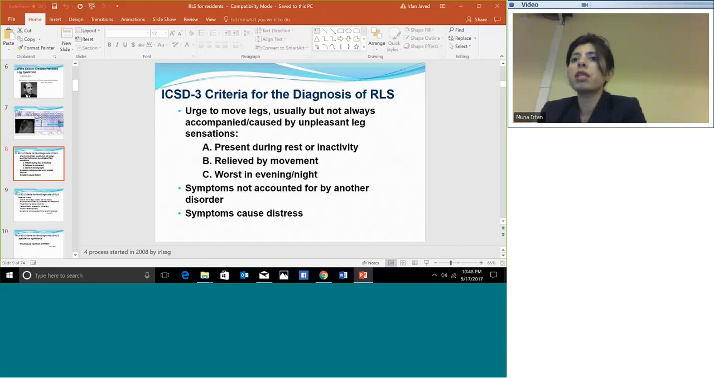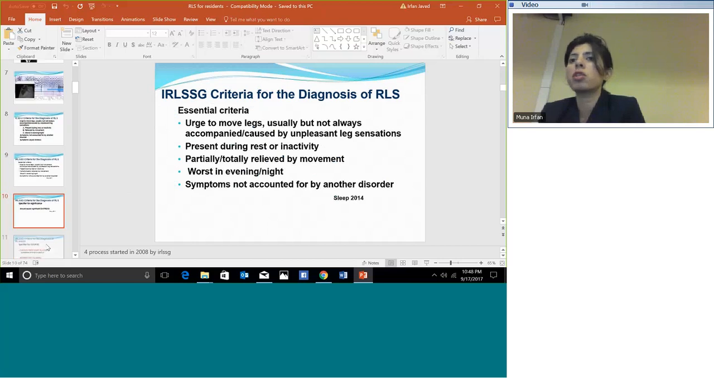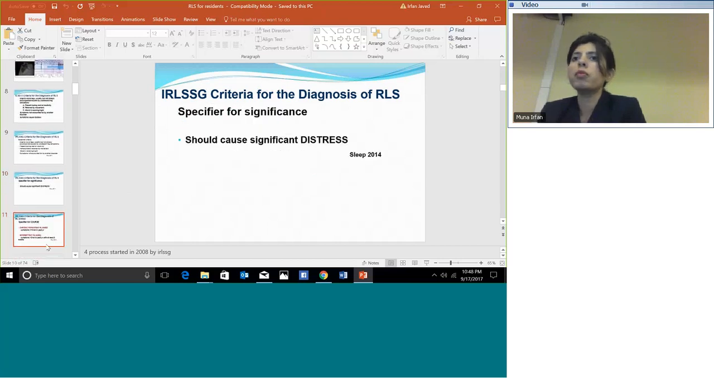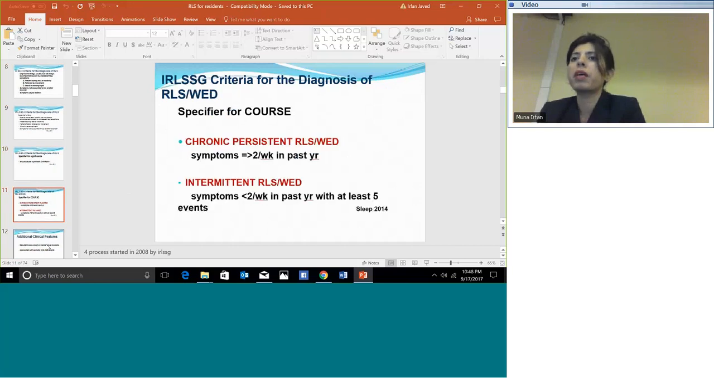We talked about the main three criteria with a little bit of elaboration of the first point, and the IRLSSG defines it based on 5 criteria, which essentially involves the same features which we just talked about. I'm going to skip to the specifier for significance and the specifier for course. Basically, it just defines whether it's intermittent RLS or chronic persistent. So intermittent RLS will be if symptoms are present twice or less than twice per week.